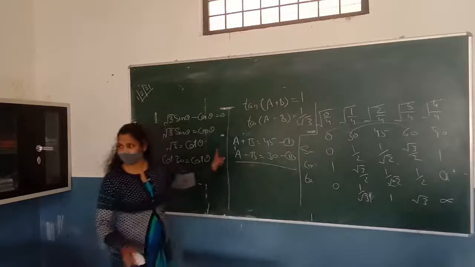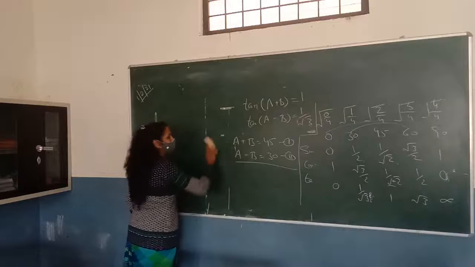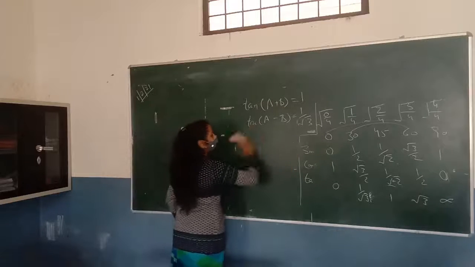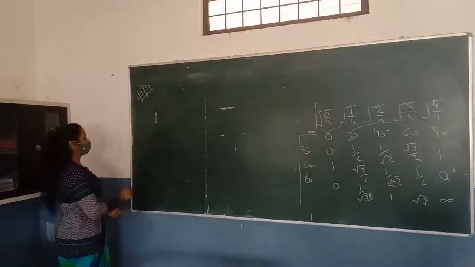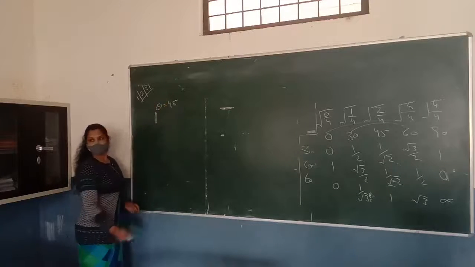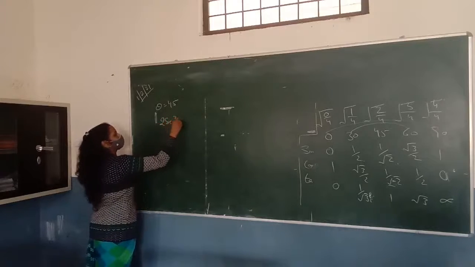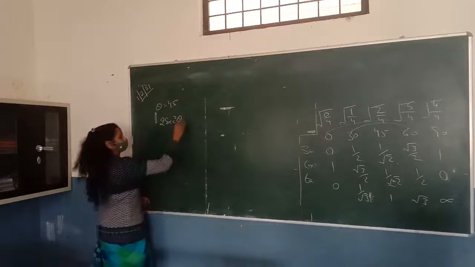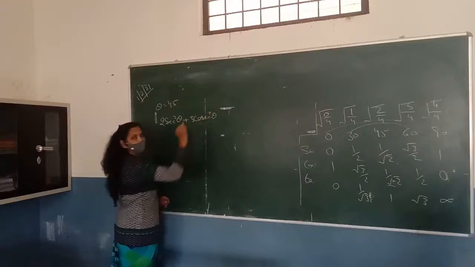Now I'm going to rub this board now. Asta, what is the doubt? If the value of theta equals 45, what is the value of 2 sec square theta plus 3 cosec square theta?